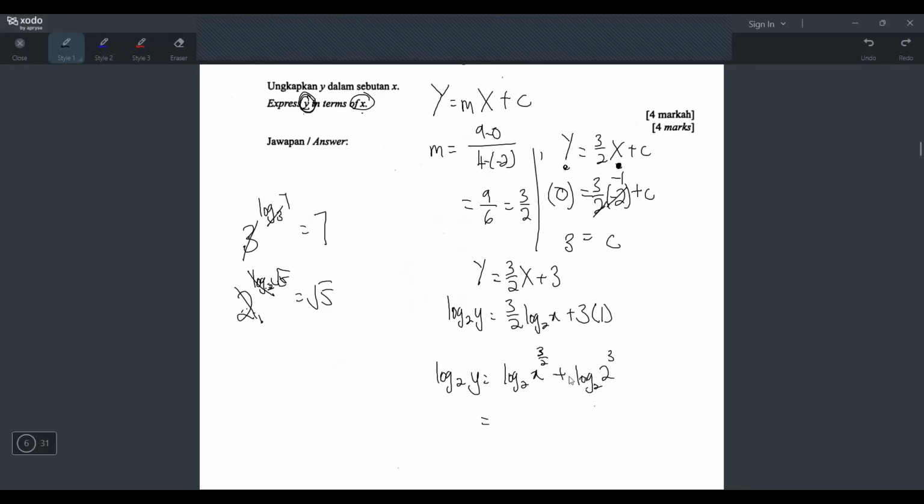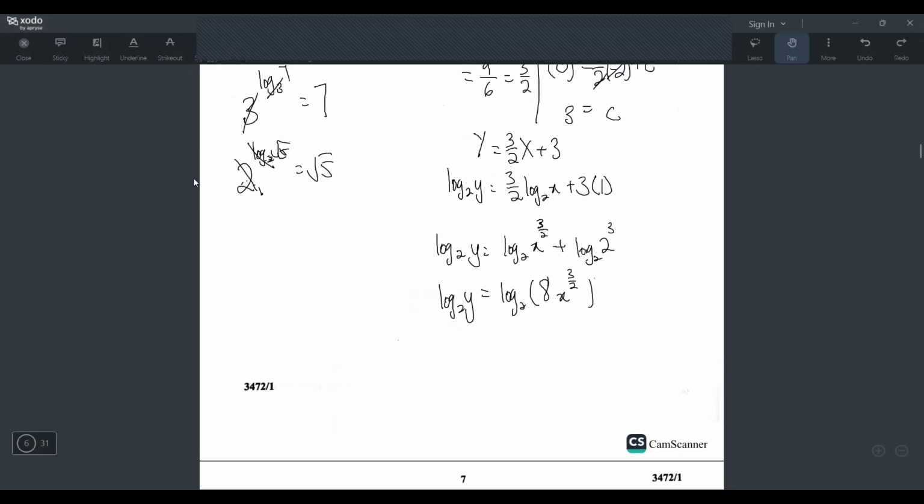with the same base, and in the middle is plus, so I can make it into a single log of a product. So it will be x power 3 over 2 times 2 power 3, but we all know 2 power 3 is 8, right? And on the other side is log 2 y, right?